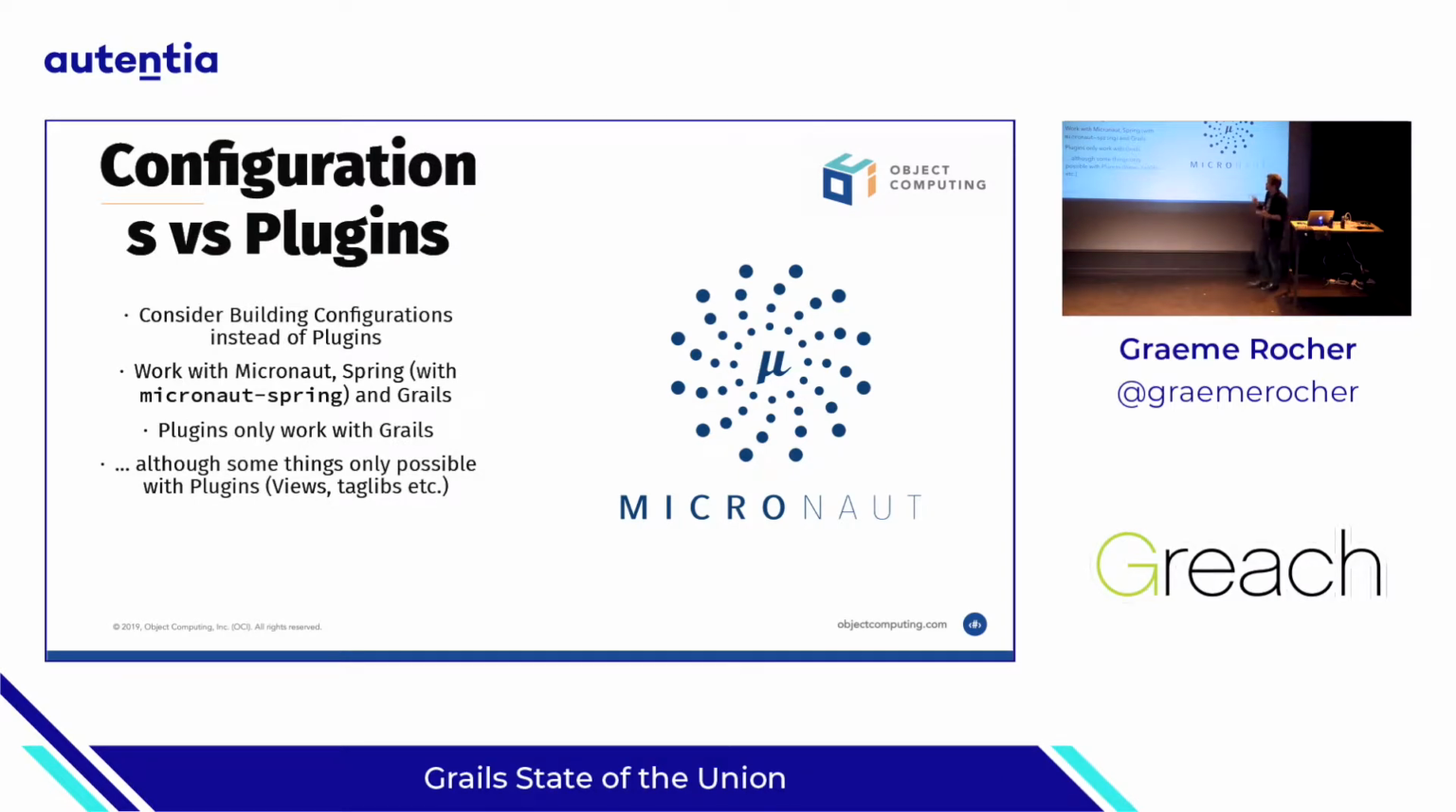So, configurations versus plugins: you should consider building configurations instead of plugins. They work with Micronaut, Spring, or Grails, whilst a plugin will only work with Grails. And there are some things that are not possible with anything but a Grails plugin. For example, with a Grails plugin, you can provide views and GSP, server-side views and tag libraries, and certain things related to GSP. But most people are using Vue or Angular or something like that on the front end nowadays. So is it really necessary to provide those things for only maybe a subset of plugins that actually exist?